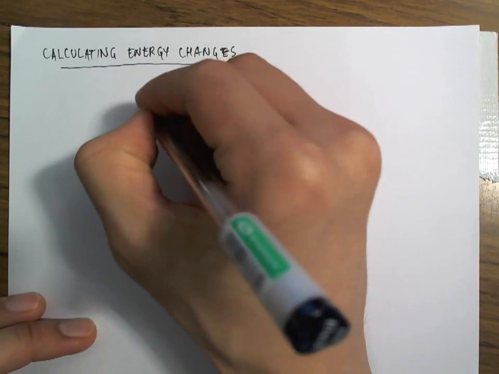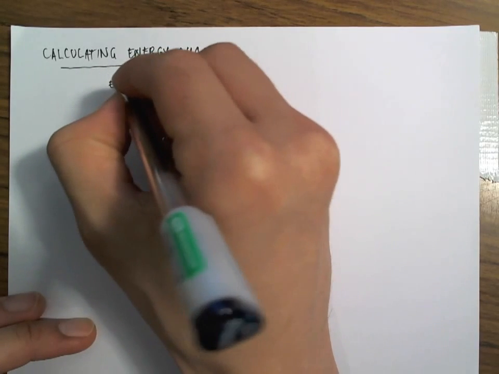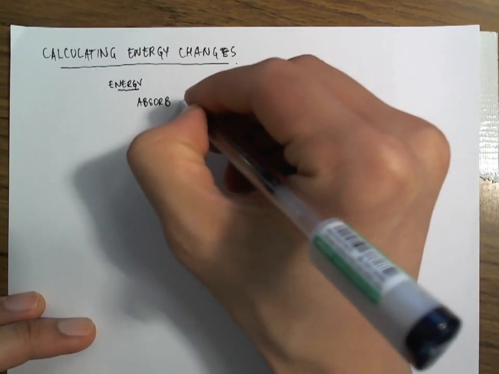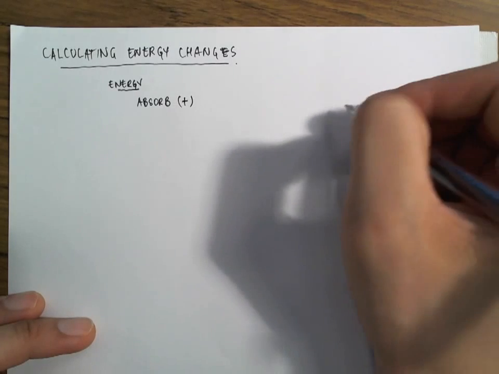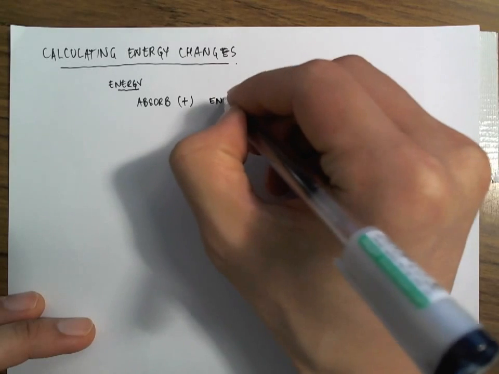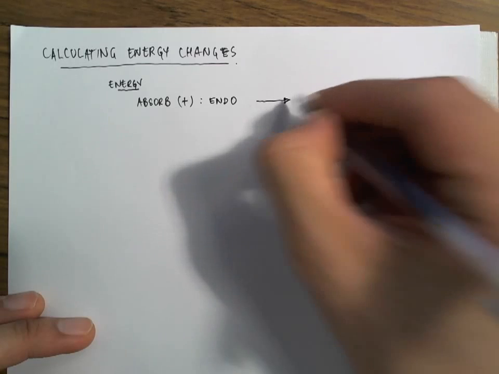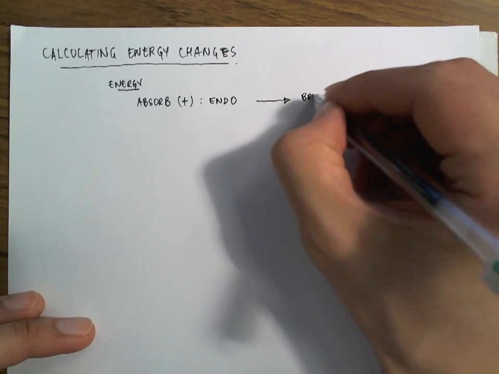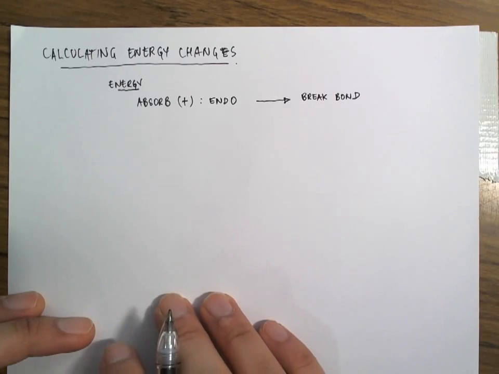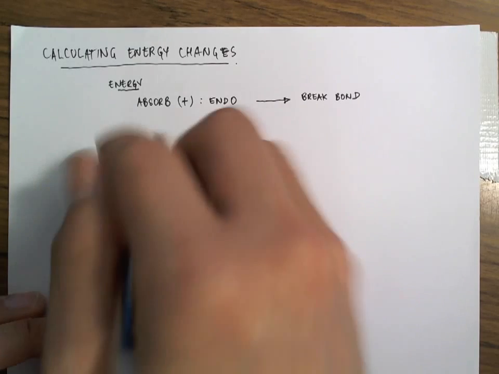When energy is absorbed, we denote that as plus energy. So absorb also means endothermic, and energy is absorbed when we break bonds. So breaking bonds is an endothermic reaction, hence we denote it using a plus sign.